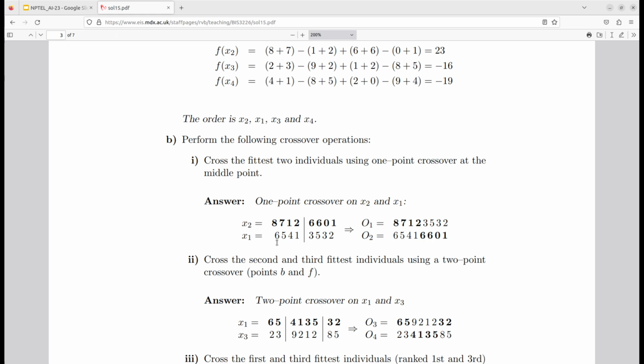Similarly for x1, if you do it, the first 4 genes would be 6451 and the other 4 genes, 6601, we take from the first one. So our next offspring will look like this.